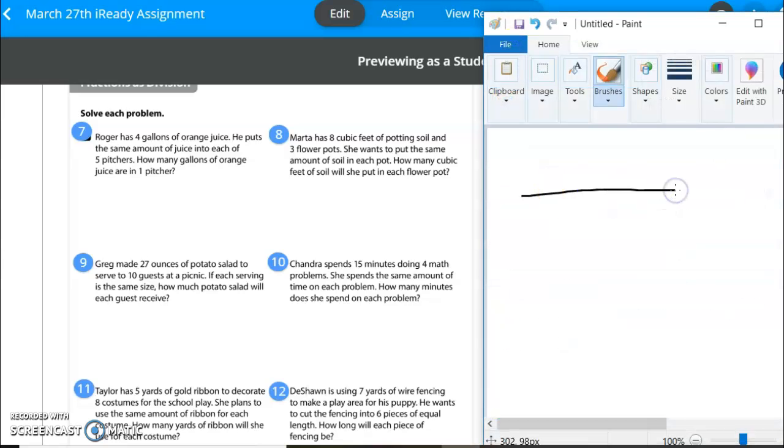So remember, your whole goes here and your part goes here, even if your part is bigger than your whole. So you decide in this question, what's the whole and what's the part? Chandra spent 15 minutes doing 4 math problems. She spends the same amount of time on each problem. How much time did she spend on each problem? What's your part and what's your whole?